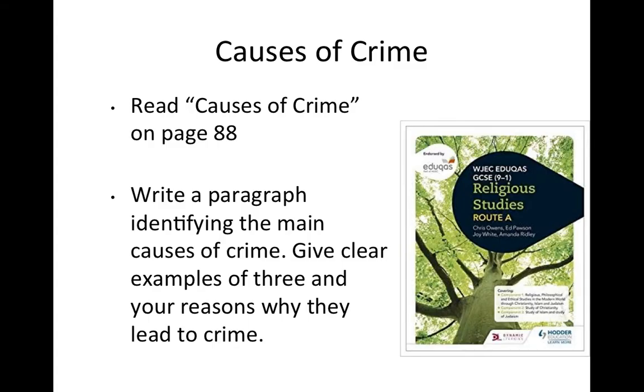Your alternate task is this one here. Read page 88, the causes of crime, and then write a paragraph identifying the main causes of crime. I'd like you to give examples of 3 of the causes of crime and why you think they lead to crimes. So that's the easier task. You can do either or both. It's up to you. That's fine. And again, that's the last slide.